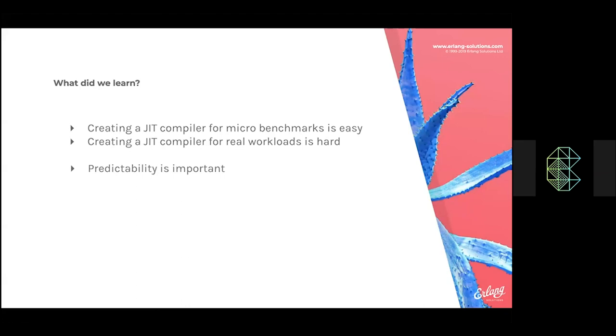While looking at real workloads, we realized that predictability is very, very important. And the way that we structured all of these JITs, it was hard to predict the performance. It was very random whether you would get good performance or possibly bad performance, depending on timing issues and such things, like which traces were created and so on.